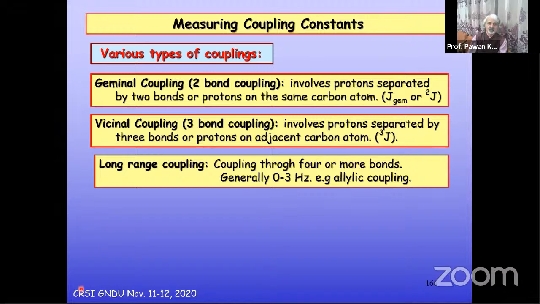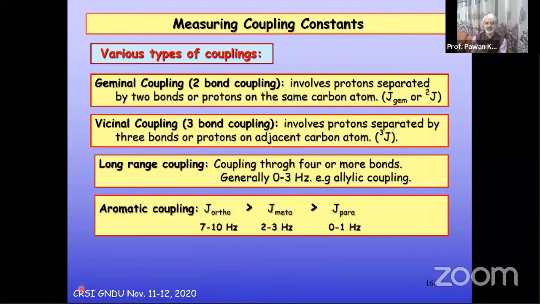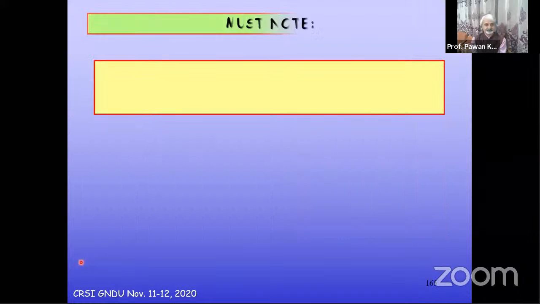And coupling through 4 or more bonds, that is called long range coupling, and it is very little, usually between 0 to 3 hertz. And the famous example is either the allylic coupling or the aromatic coupling. So in case of aromatic coupling, you see J ortho is always greater than J meta, which is always greater than J para, right? Why? Because the number of intervening bonds increase going from ortho to meta and from meta to para, right?